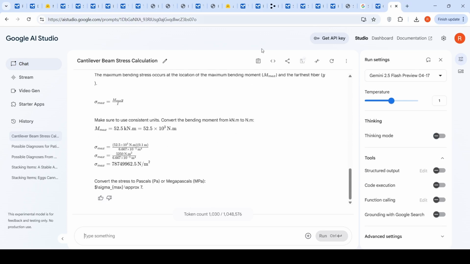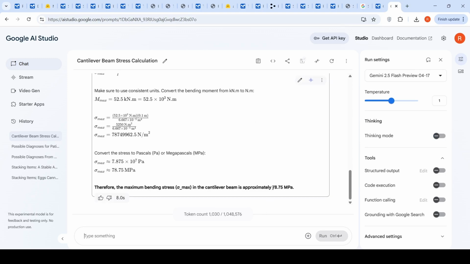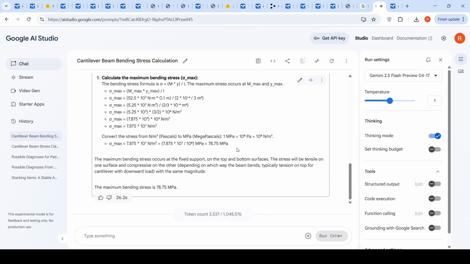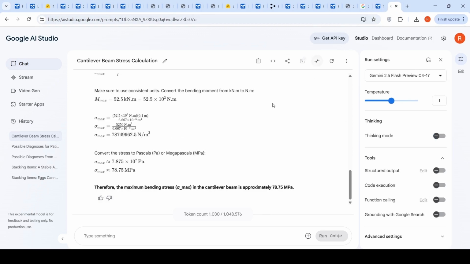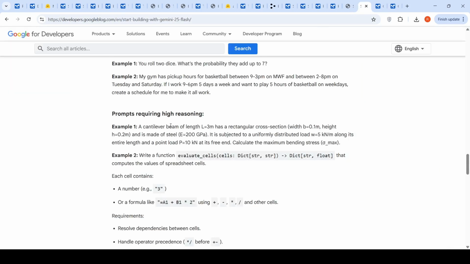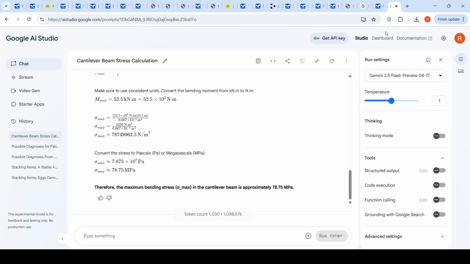Now without thinking, when I run the same thing, it gives me the answer 78.75 MPa. So with or without thinking, for this particular problem where I've disabled the thinking mode, it has given the same answer. This is something I have observed in many cases. Even though Google has said this is a prompt which requires high reasoning, what I found in my experiment is that there are many prompts like this where, without enabling thinking mode, it still gives you the same answer. Whether the answer is correct, only a domain expert can say.